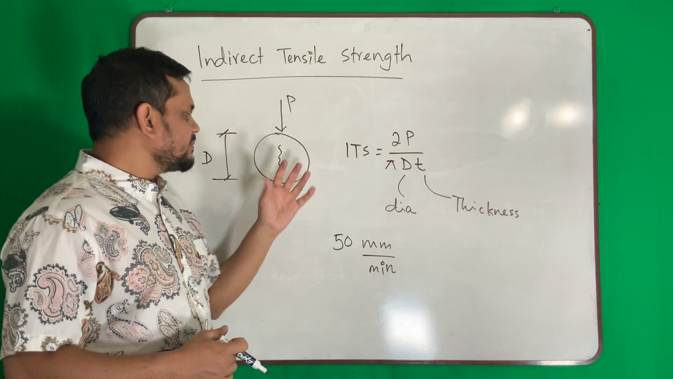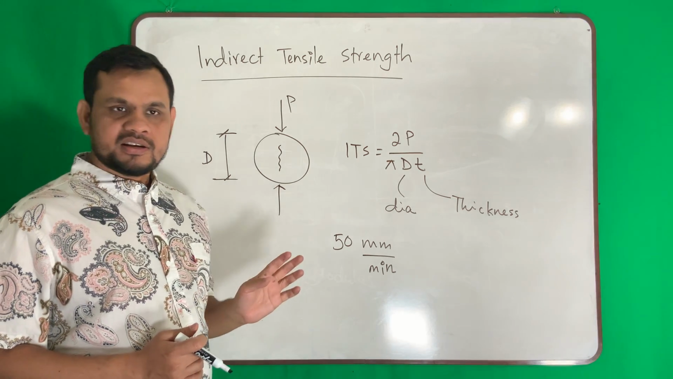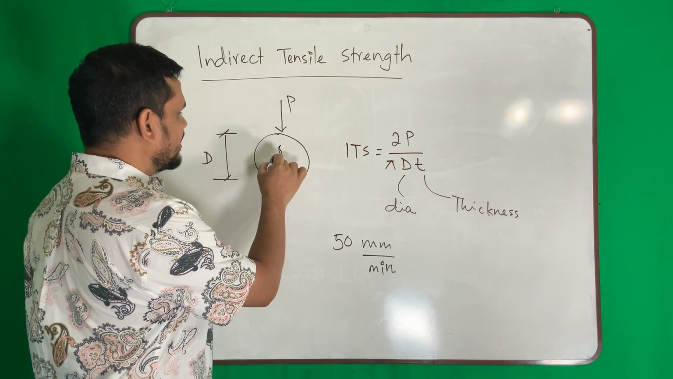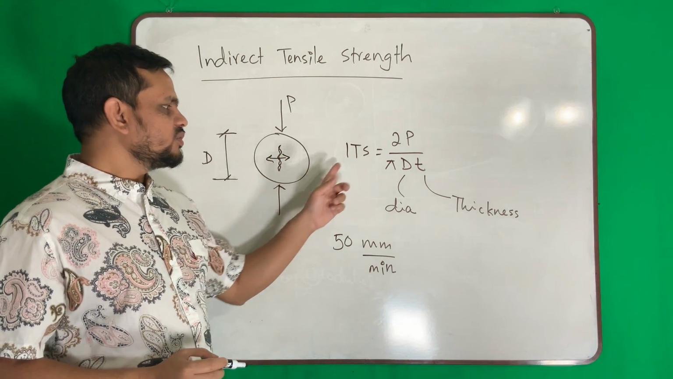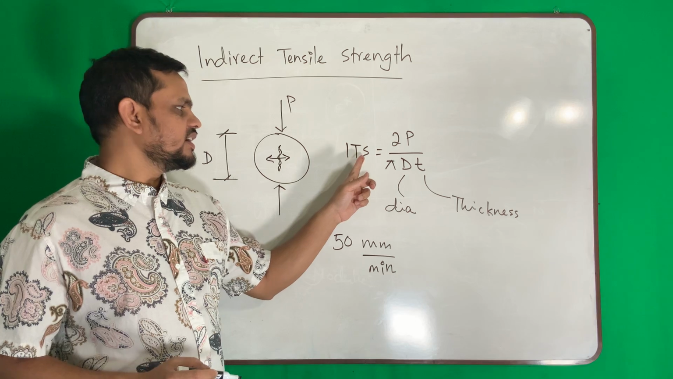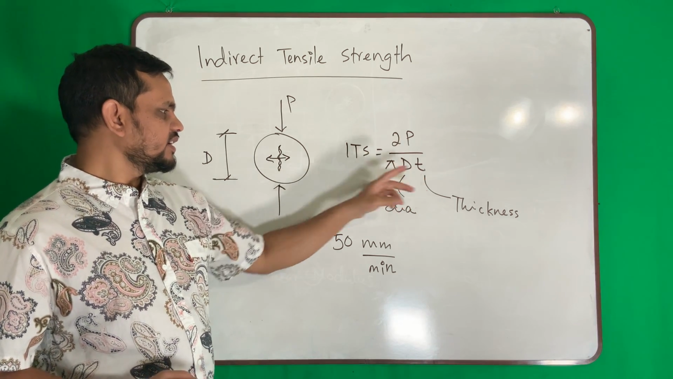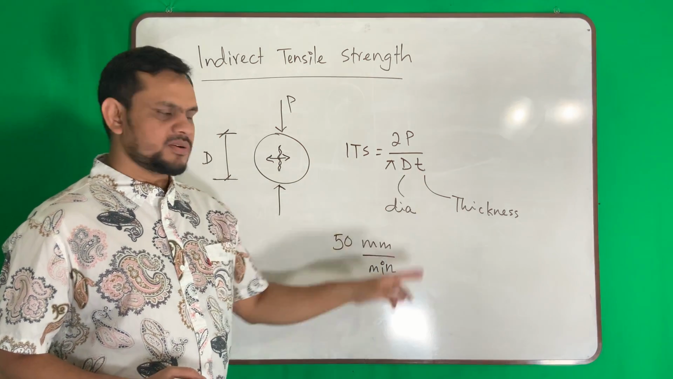What is that? If I take a sample and apply load diametrically, then it will crack here, and some tensile stress develops in this way. We call it indirect tensile strength. How to calculate? Twice P over pi d t. D is the diameter, T is the thickness of the sample.